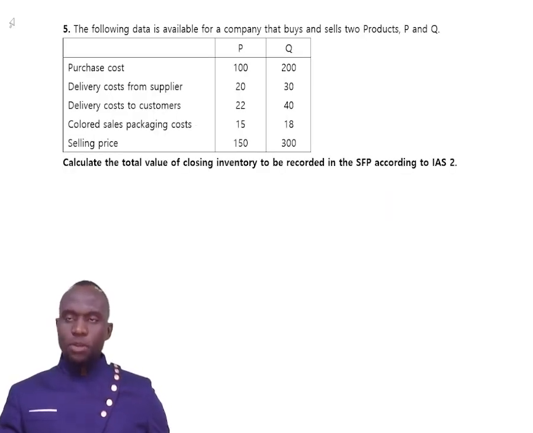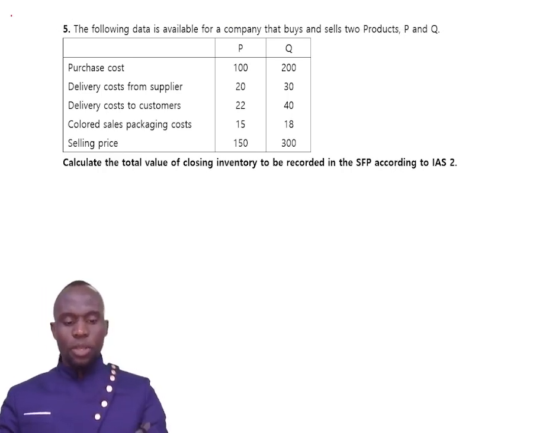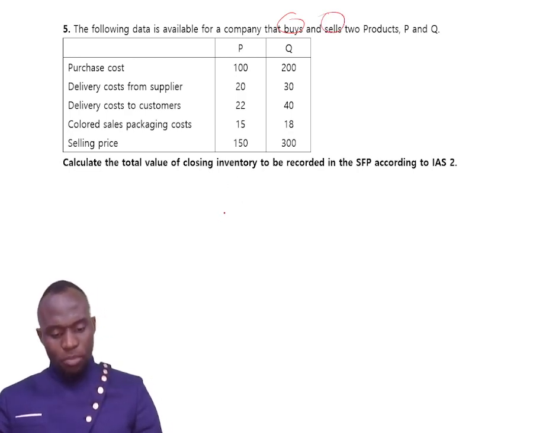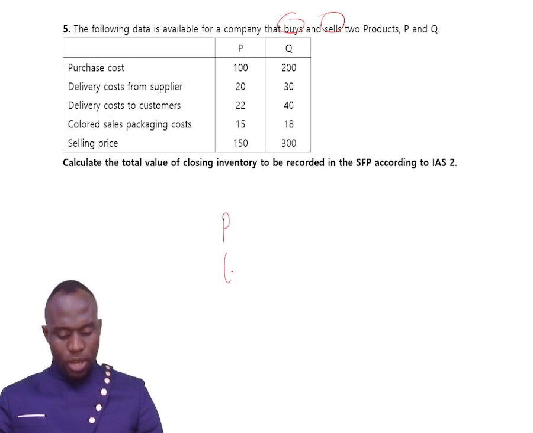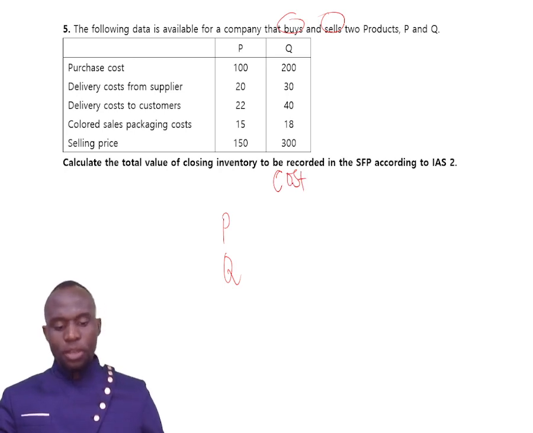Exam technique: read the question first. They want you to calculate the value of closing inventory to be recorded in the statement of financial position according to IAS 2. Now a company has 2 products, P and Q. It buys and sells them. So these are the products, product P and product Q. Now we need to find out the total cost for product P and the total cost for product Q.